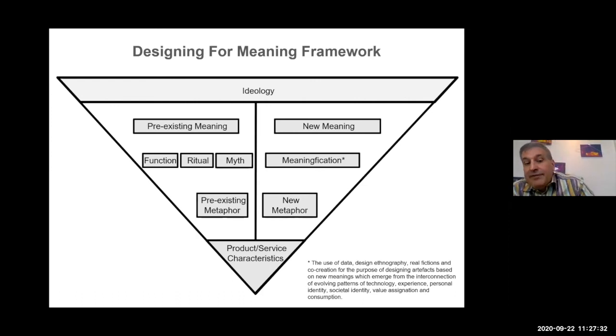So if it's a pre-existing meaning, we have to choose, is it mostly functional, is it mostly ritual, is it mostly myth? Can we make sure that the metaphor, the set of characteristics and words and colors and shapes and functionalities, and from a digital point of view, are we leveraging the same underlying software technologies? Are we using the same databases? Are we using the same communication protocols? Are we sticking, at least to some degree, with the existing structures and meanings?